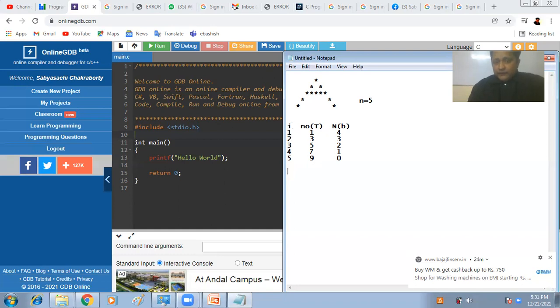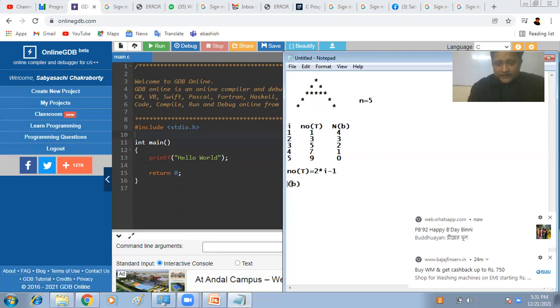We have to test with different alternatives. 2 twos are 4, minus 1 is 3. 2 ones are 2, minus 1 is 1. 2 threes are 6, minus 1 is 5. So generally we can say the number of points in the triangle should be 2 into i minus 1, that is, 2i minus 1. So in the triangle, either stars are printed or there will be blanks or spaces.